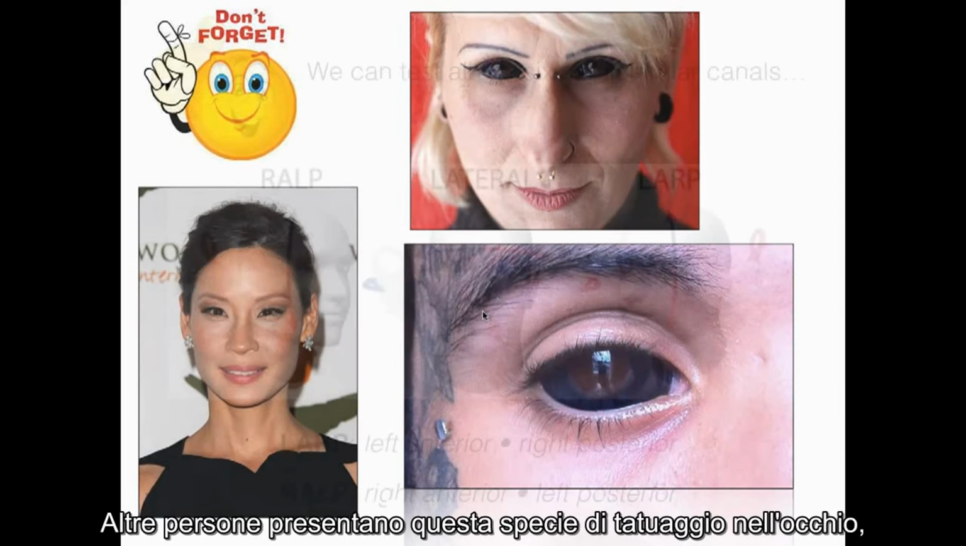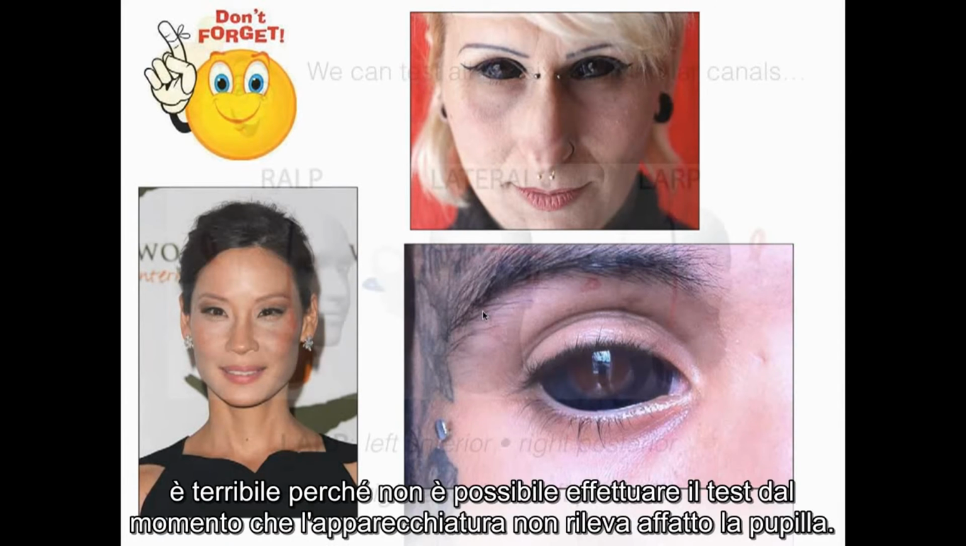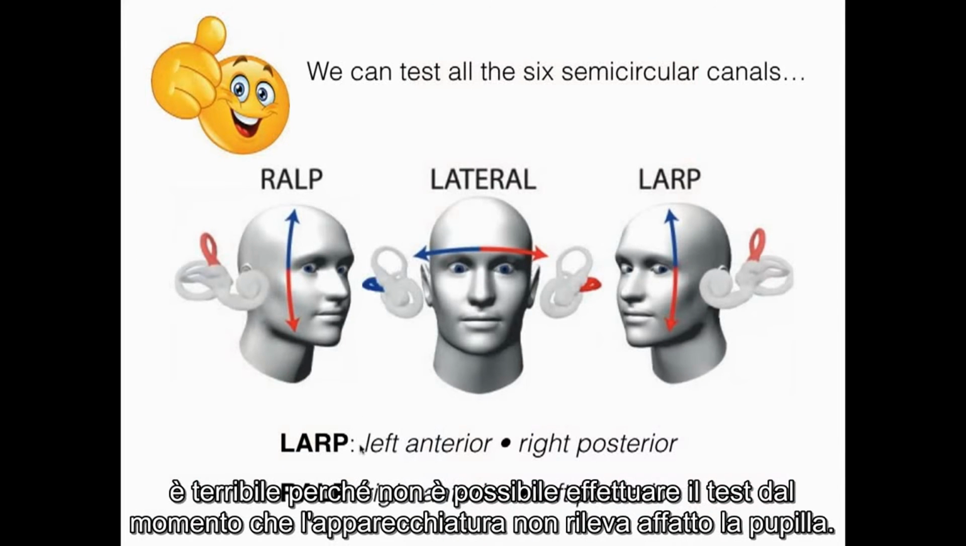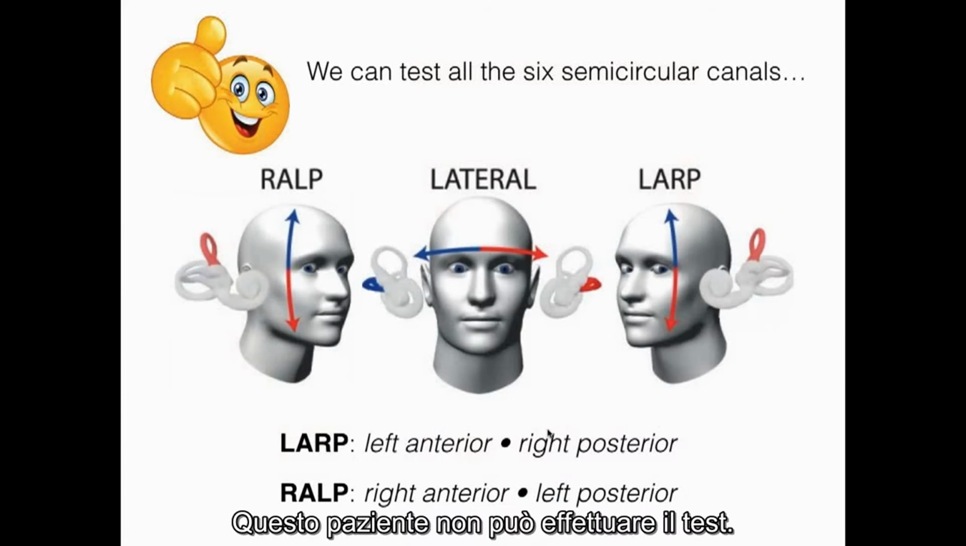And some people have this kind of tattoo in the eye. It's terrible because, in this example here, you cannot do the test, because the equipment cannot detect the pupil at all. So this patient cannot do the test.